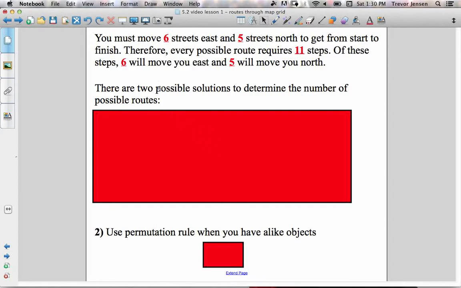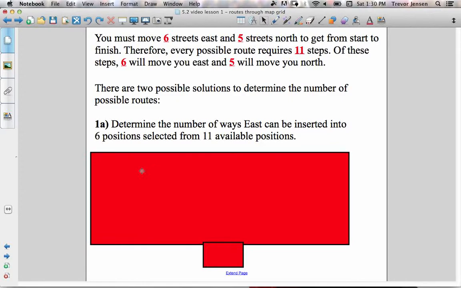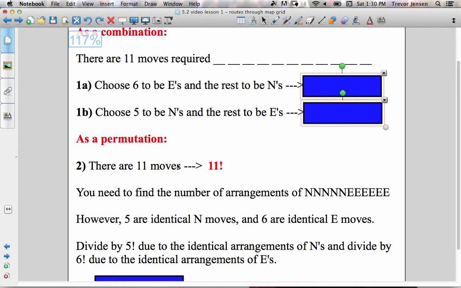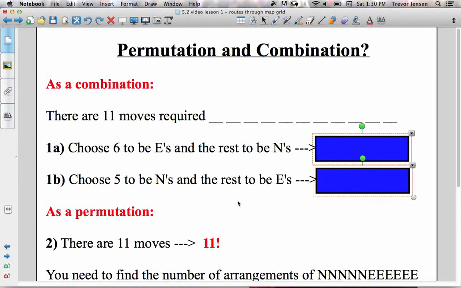So let me explain how we can think of this problem as a combinations problem. What we could do is determine the number of ways east can be inserted into 6 positions selected from 11 available positions. So let's take a look here to try and explain that a little further. Just look at this top here as a combination. So there's 11 moves required.